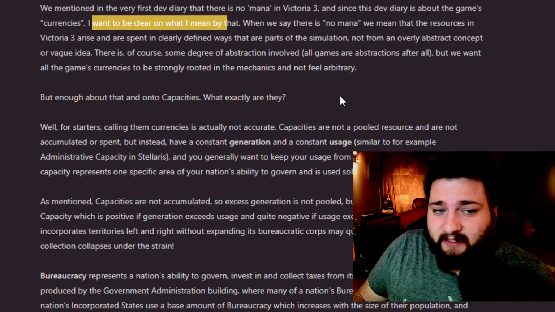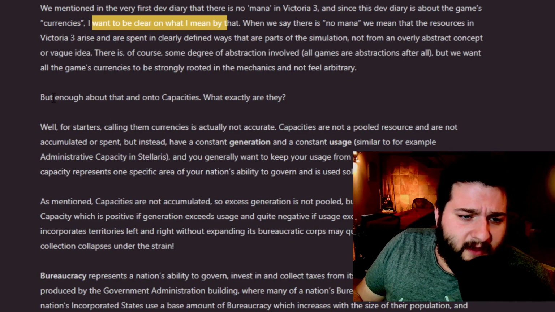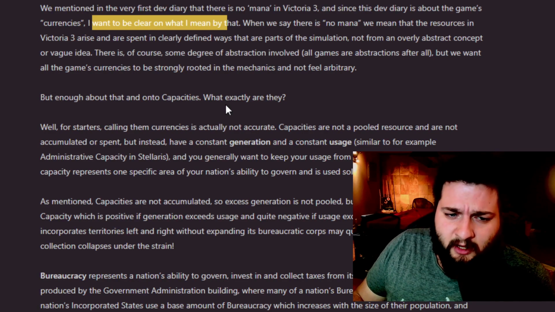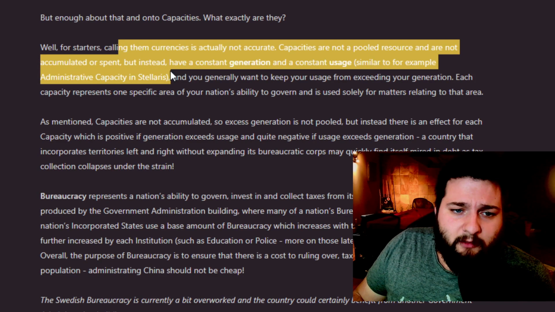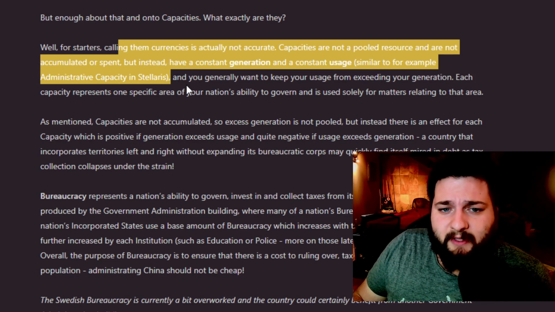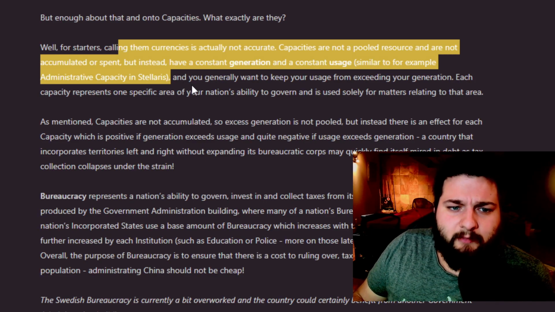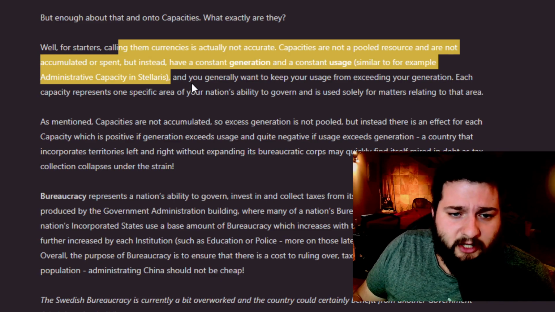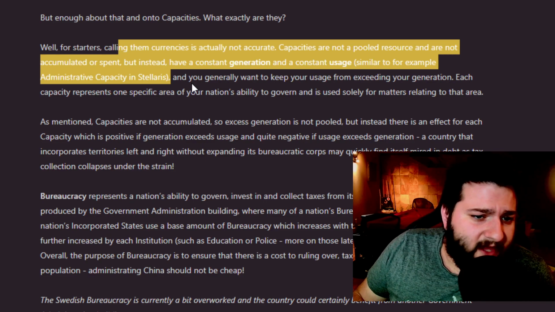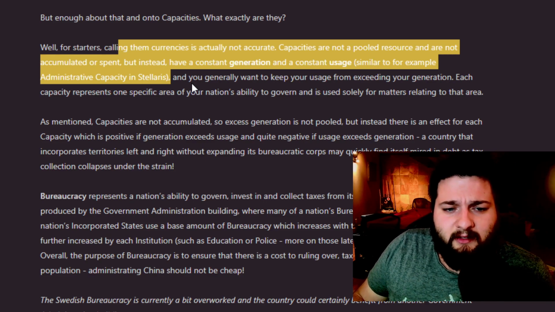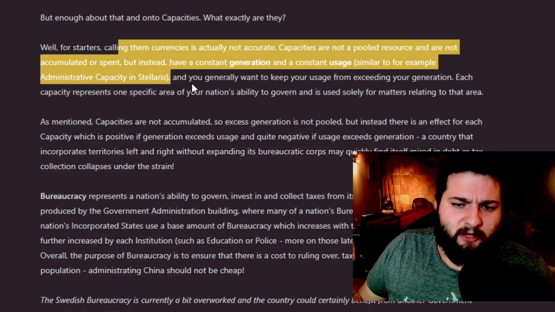So hopefully capacities are represented by the pops, right? But enough about that and onto capacities. What exactly are they? Well, for starters, calling them currency is actually not accurate. Capacities are not pooled resources and are not accumulated or spent, but instead have a constant generation and a constant usage, similar to, for example, administrative capacity in Stellaris. And you generally want to keep your usage from exceeding your generation.